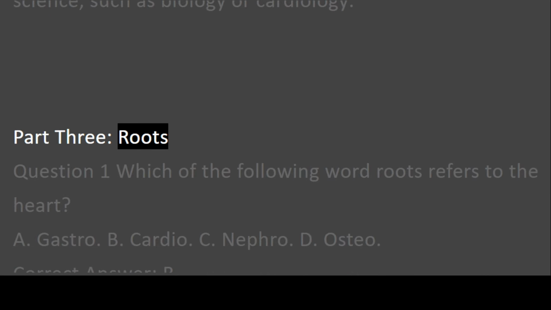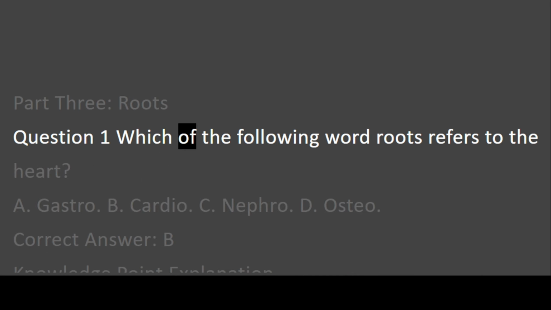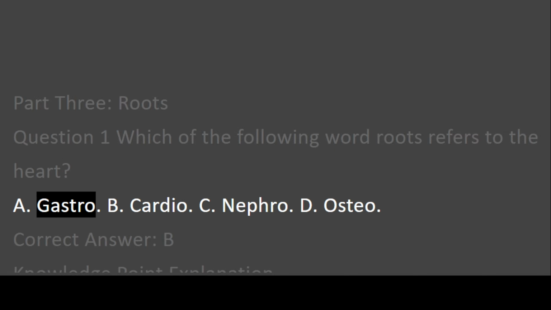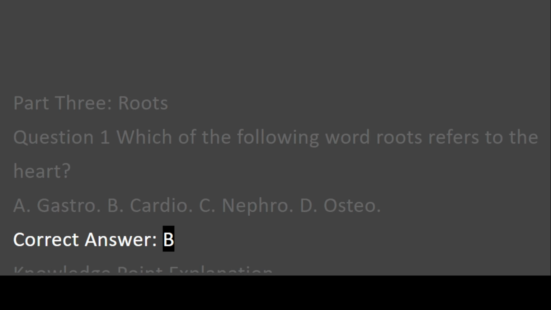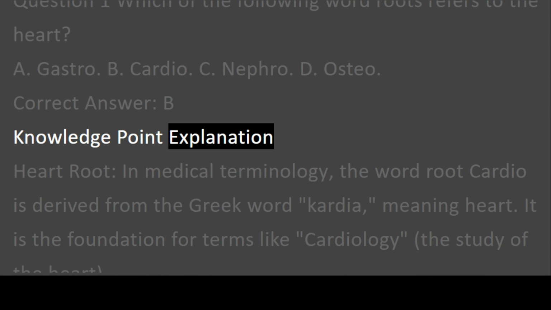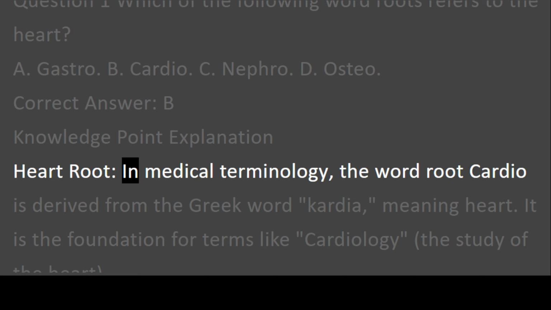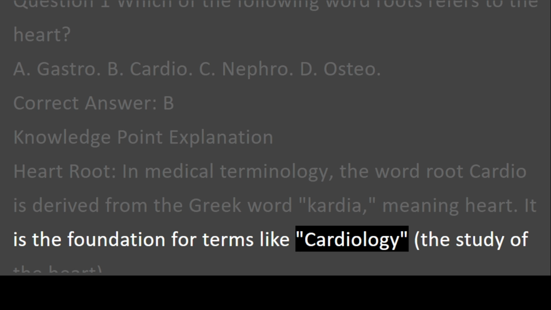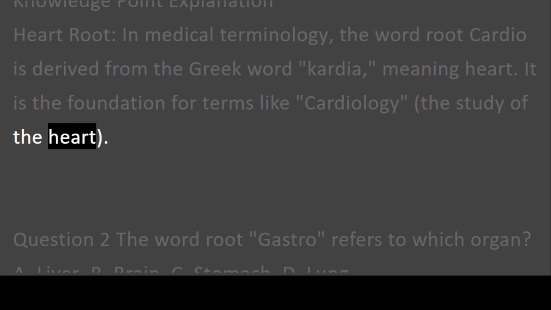Part 3. Roots. Question 1. Which of the following word roots refers to the heart? A. Gastro. B. Cardio. C. Nephro. D. Osteo. Correct answer, B. Knowledge point explanation. Heart root. In medical terminology, the word root cardio is derived from the Greek word cardia, meaning heart. It is the foundation for terms like cardiology, the study of the heart.